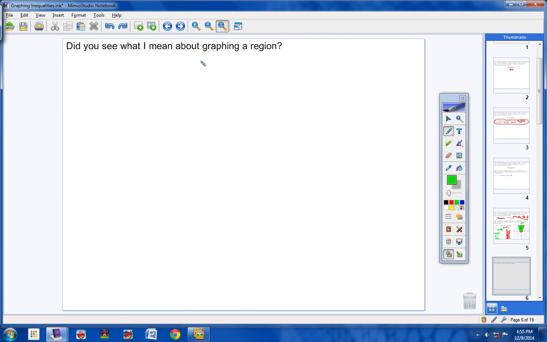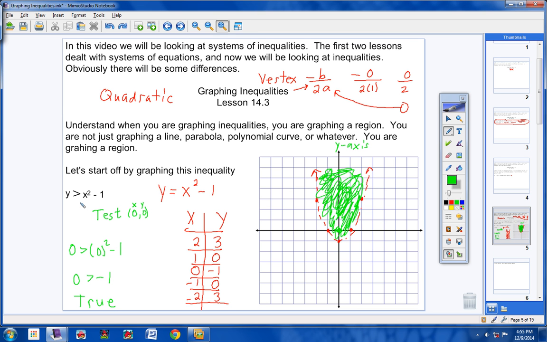Now, do you see what I mean about graphing a region? When you go to graph an inequality, you're not just getting out a line or a parabola or a polynomial curve or whatever. You're getting out a shaded area. Very important you understand that.